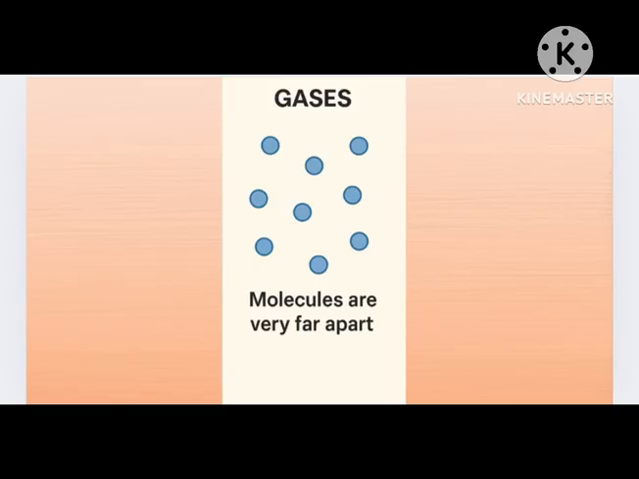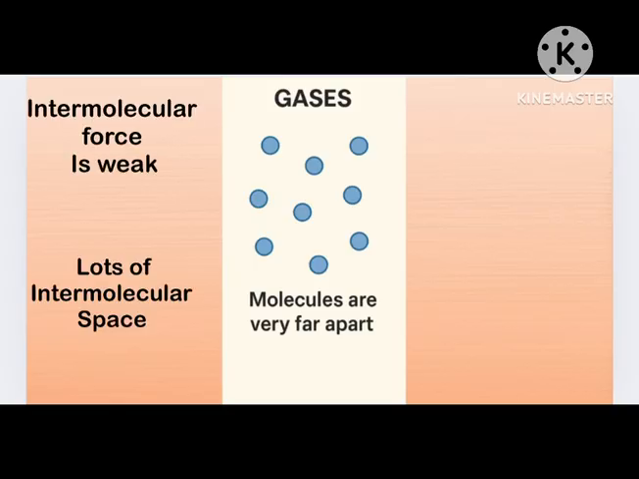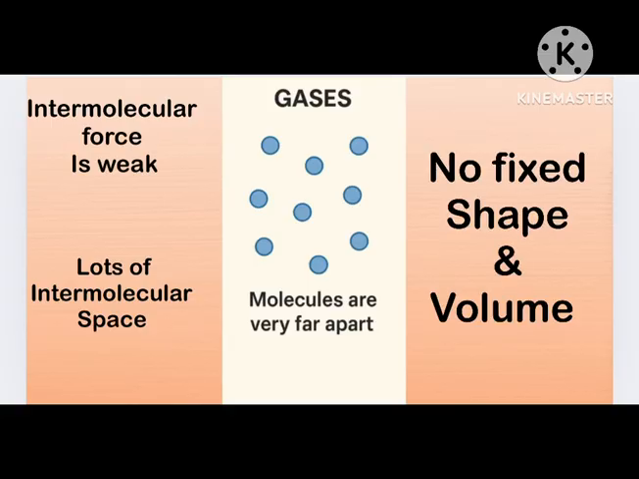Coming to the third state of matter, that is gases. If we talk about the molecular arrangement in case of gases, the molecules are much more apart from each other. The force of attraction between the molecules is very weak, and there is lots of intermolecular space between the molecules. These molecules can move around freely in any direction and cannot be kept in an open container. That is why gases do not have a fixed shape nor a fixed volume.